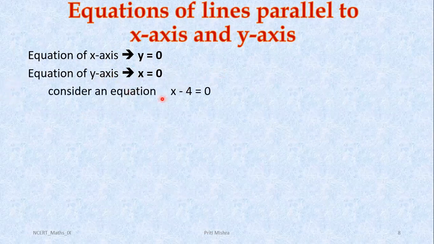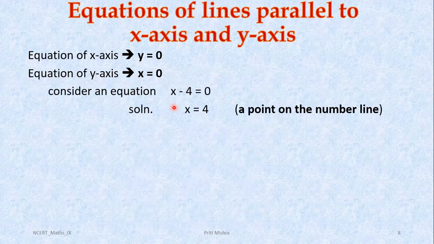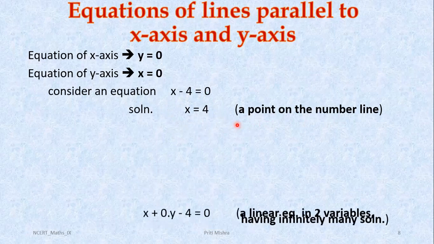Let's take an equation x minus 4 is equal to 0. So we can write it like x equals 4. When we write it like x equals 4, it indicates that this is a point on the number line. x equal to 4 will be a point on the x-axis, right? This is a point on the number line. But if we write it in the form of ax plus by plus c, in terms of two variables, then it will represent something else.